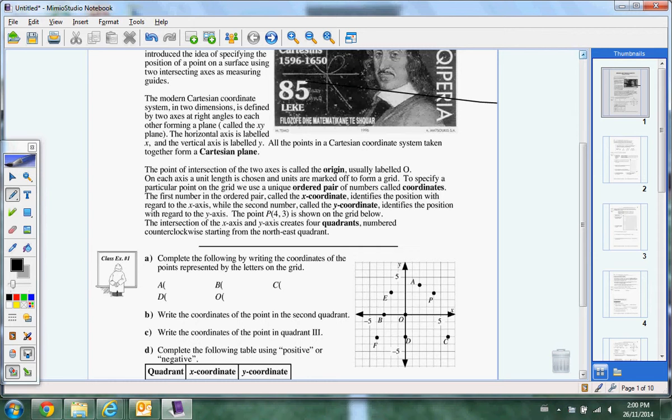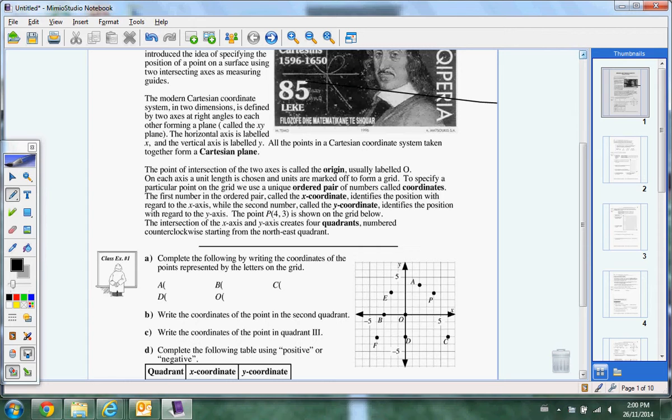So let's just go through here. Two axes, x and y. The point of intersection of the two axes is called the origin. That's pretty important labeling. That's what the little O right there is for, the origin. That's like your center point. That's 0, 0.